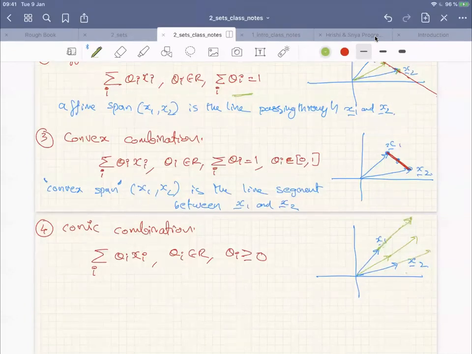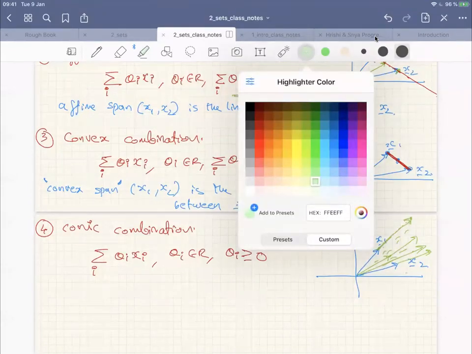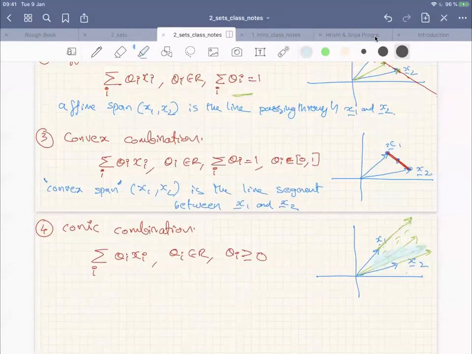And similarly, you can get points like this, points here, here, here, here, like this. And basically, this will be a cone shape between the vector x1 and x2. So you will have this region, this conic region, which extends to infinity. So this is giving a cone kind of shape. That's why we are calling this combination a conic combination.